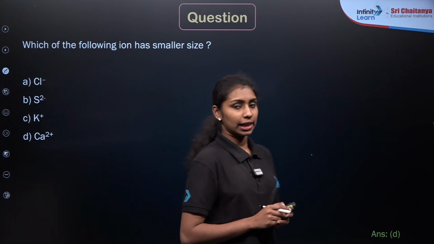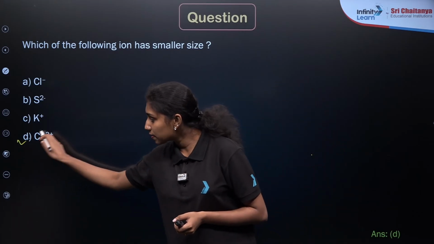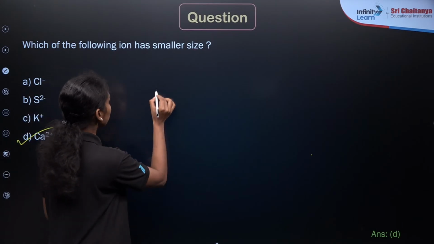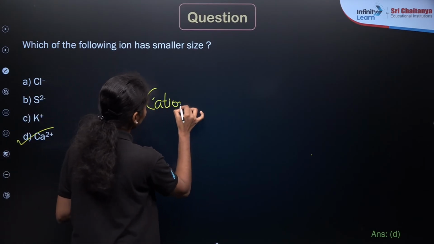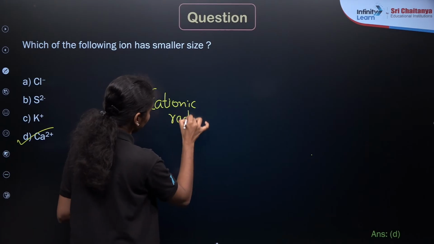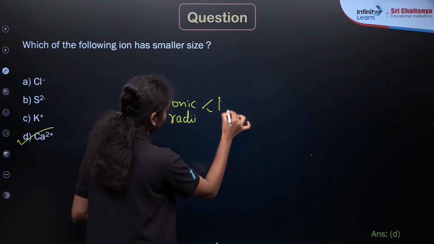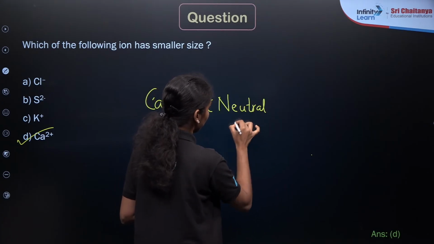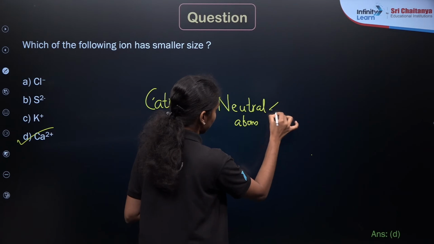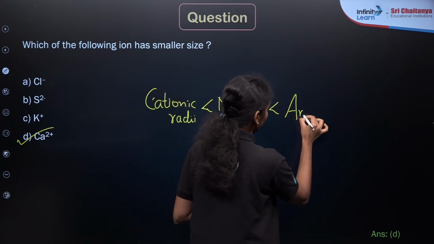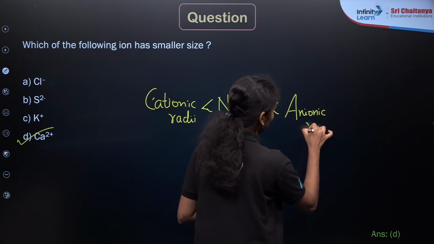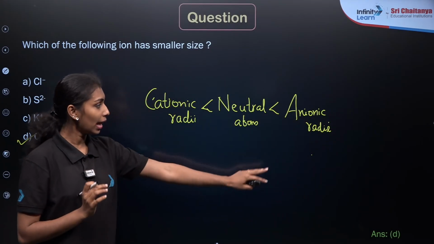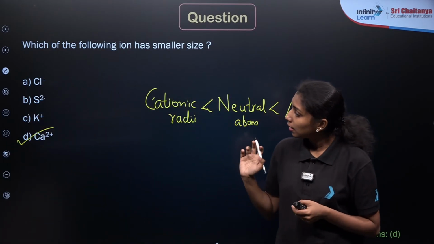So here option D will be the correct answer, that is Ca2+, right? As we already know, if you are comparing the sizes of the neutral atom as well as the cation and the anion, it will be having... Okay, this will be the radii of cationic as well as neutral atom as well as the anionic radii, right? So here we need to consider the anions given here.